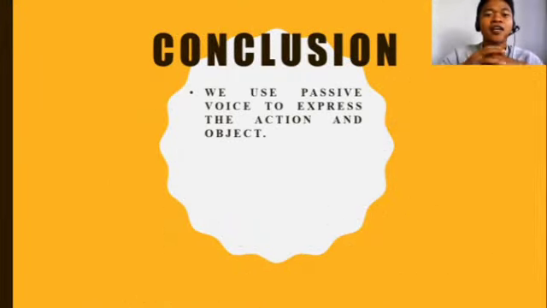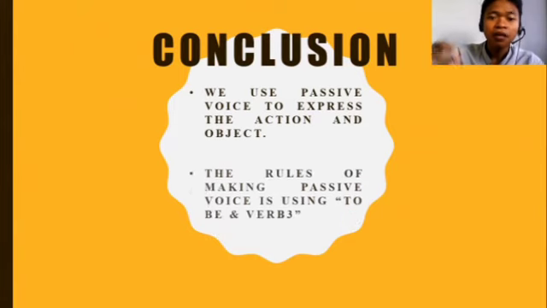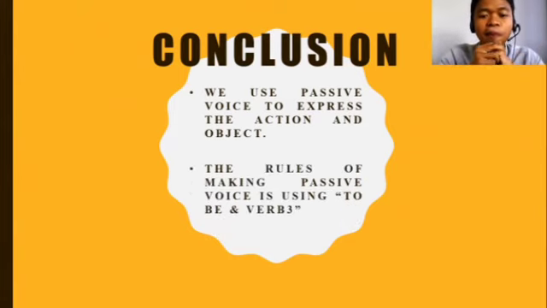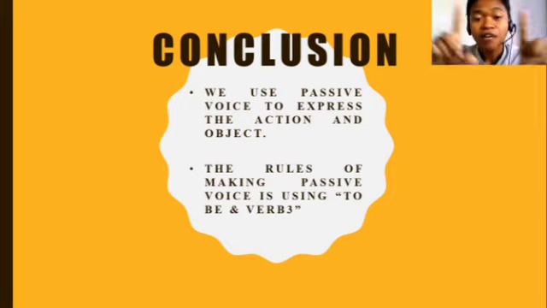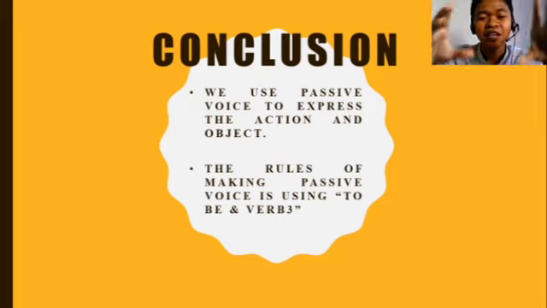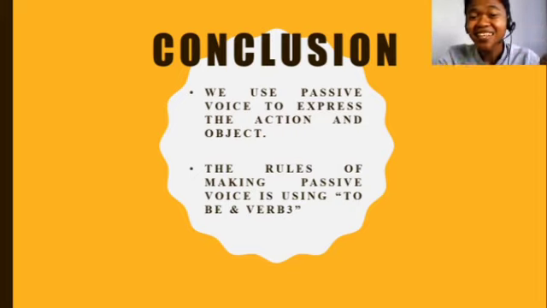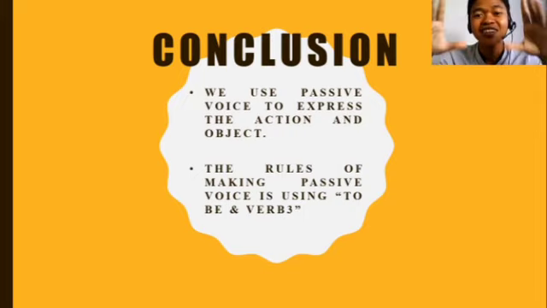So let's see the conclusion. The conclusions are we use passive voice to express the action and the object. And the rule of making passive voice is using to be and verb 3. Sorry, verb 3. That's it, to be and verb 3, right? And what makes it different is just the tense.